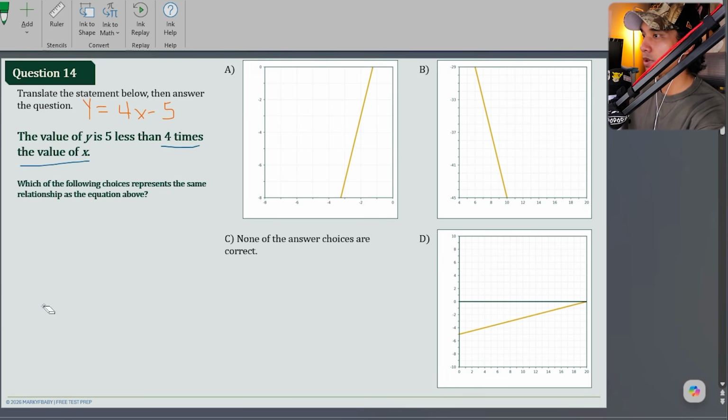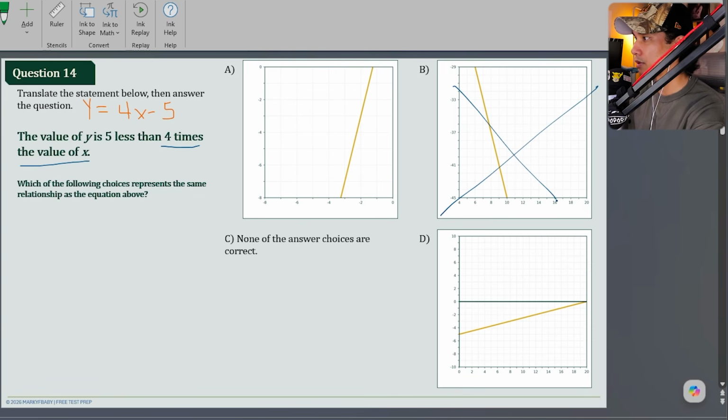Now, what I am going to do is look at our answer choices, and we're looking for a positive slope. So B has a negative slope. Thank God it has a negative slope, because these are super small. So let's go ahead and check these out.